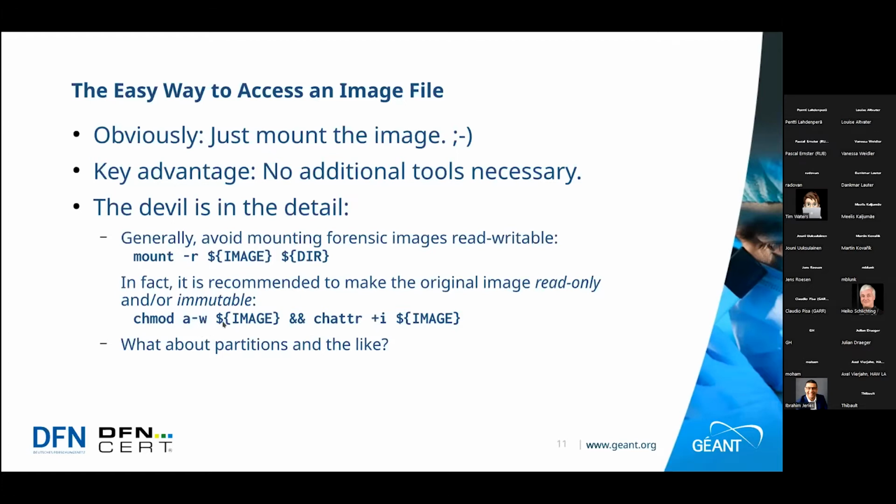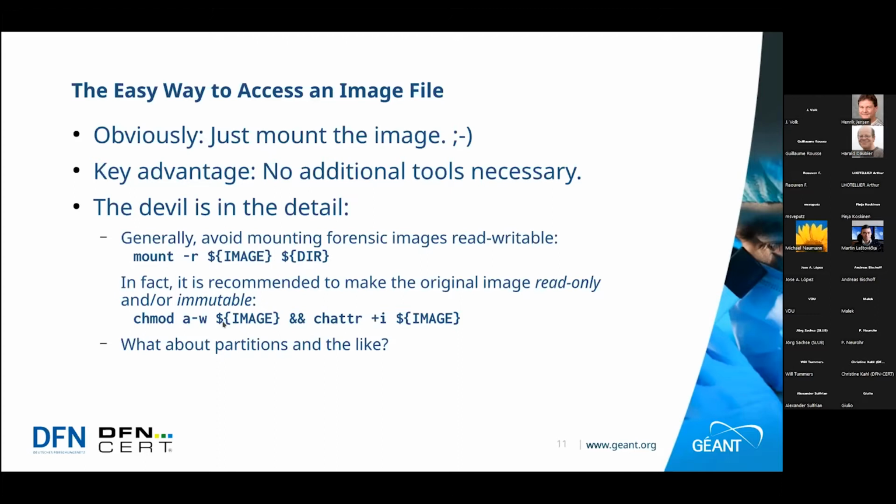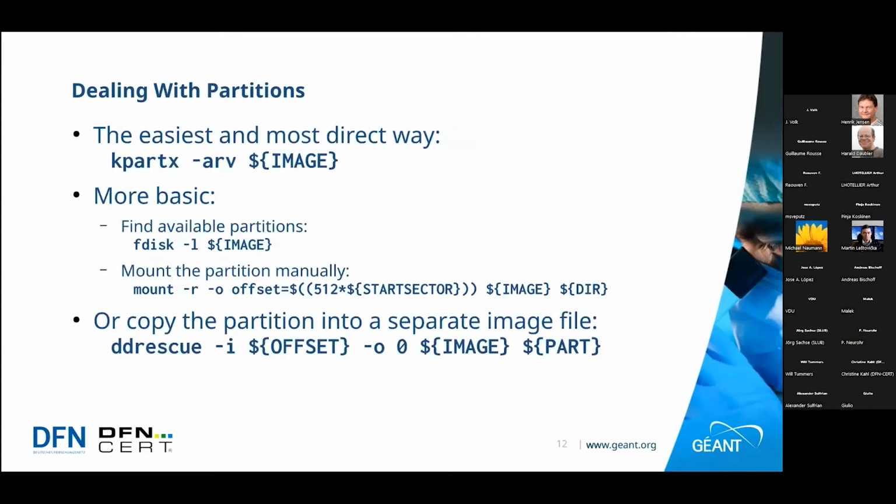So the one big stone that we can trip over now is partitions. If you have a flat image of a raw block device, then it's likely to contain partitions. And my personal view is that this is something where you should take the foolproof way, and that is to use kpartx, which is part of the multipath tools in many distributions. So if you don't have that installed, then I strongly suggest installing it. This is very, very useful.